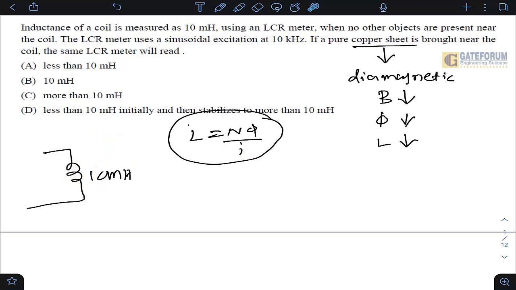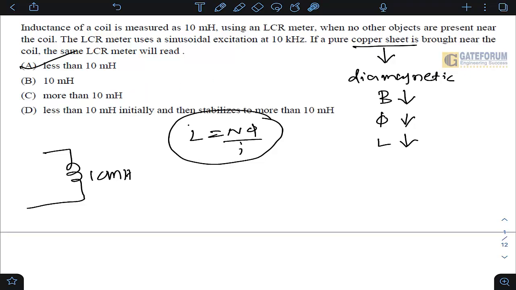But if you bring any material which increases the flux linkage, then in that case it will be more than 10 millihenry. Because of the property of this copper sheet, which reduces flux linkage, the answer will definitely be less than 10 millihenry. Maybe if you take a ferromagnetic material, right? In that case, definitely it would have been more than 10 millihenry.